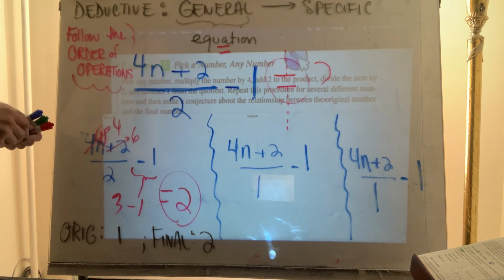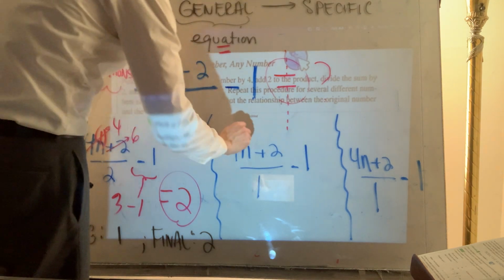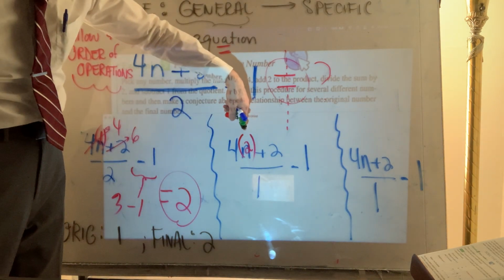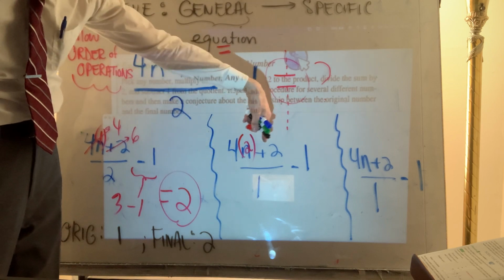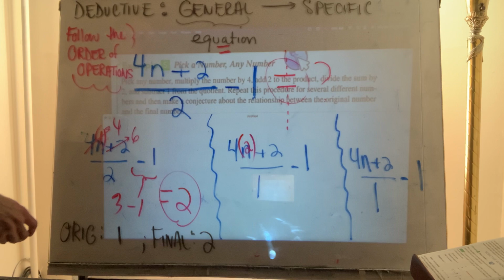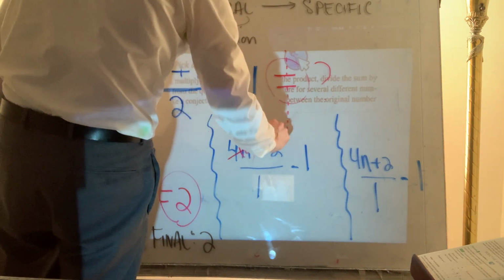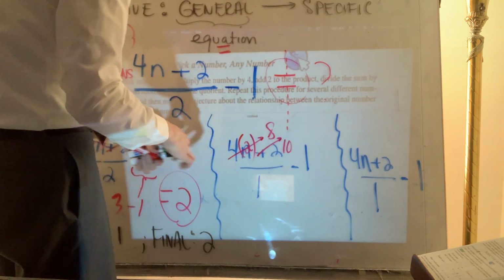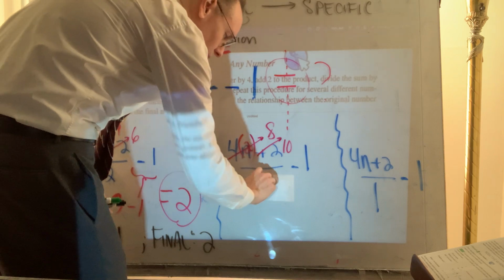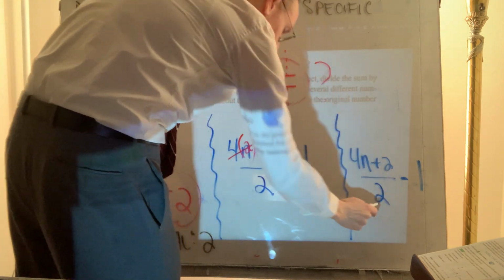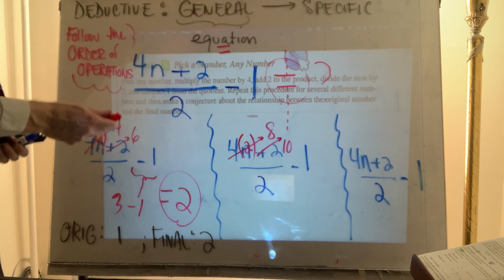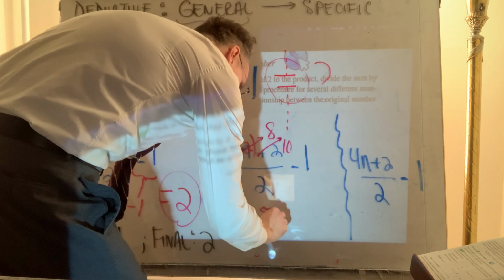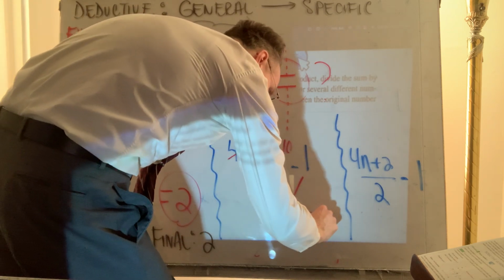So we're going to do something not too much more complicated. If I substitute a 2 in here, do the multiplication first, because it's the top of this ratio, add 2, and then divide by 2, and then subtract 1, in that order. 4 times 2 is 8. 8 plus 2 is 10. 10 divided by 2 is 5. 5 minus 1 is 4.